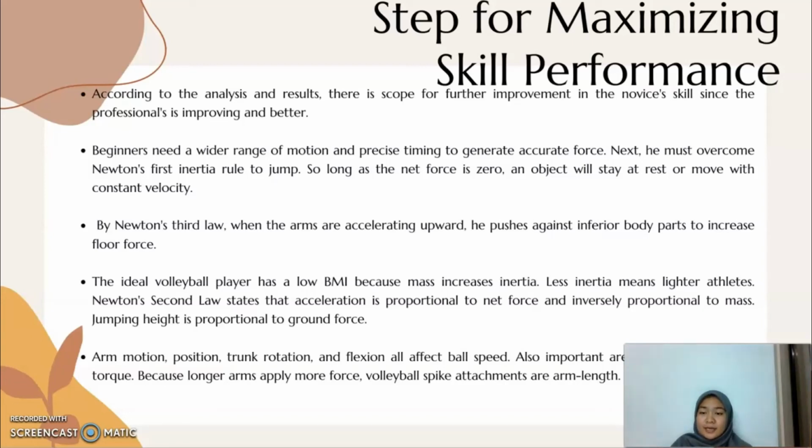Next point, by Newton's third law, when the arms are accelerating upward, he pushes against inferior body parts to increase force. Next, the ideal volleyball player has a low BMI, body mass index, because mass increases inertia. Less inertia means the athlete is lighter. Newton's second law states that acceleration is proportional to net force and inversely proportional to mass, and jumping high is proportional to ground force.